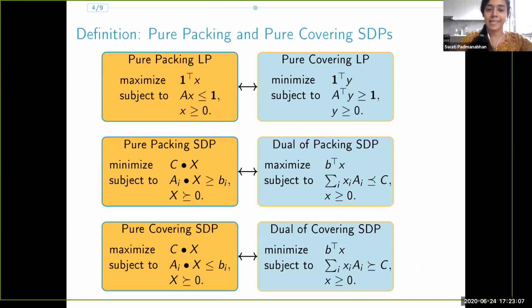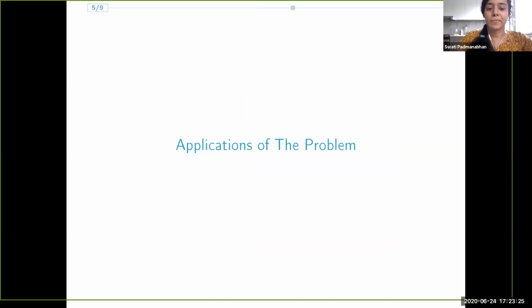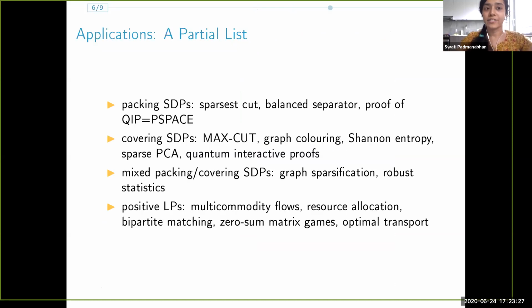A prominent example of a pure covering SDP is the max cut SDP, as was given by Goemans and Williamson. Before our work, there was no efficient width independent algorithm for solving these SDPs. I'll define the word width soon. There are quite a few prominent applications of this problem, such as graph sparsification, robust statistics, and multi-commodity flow.